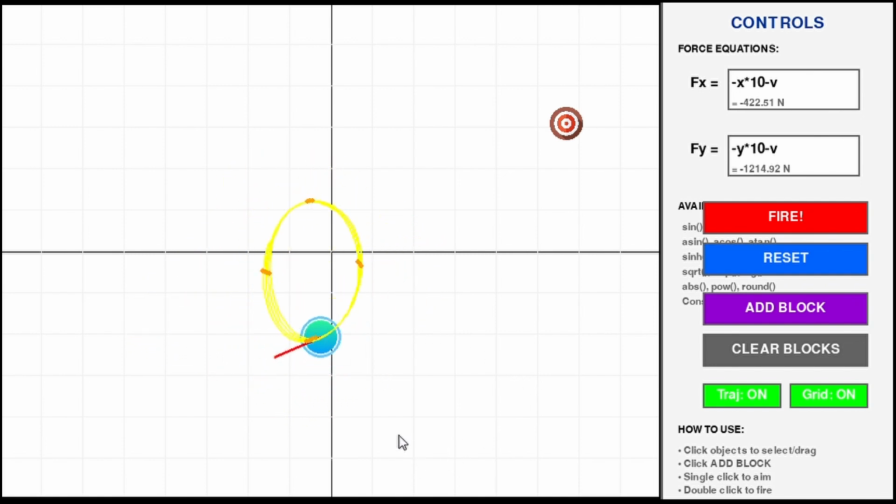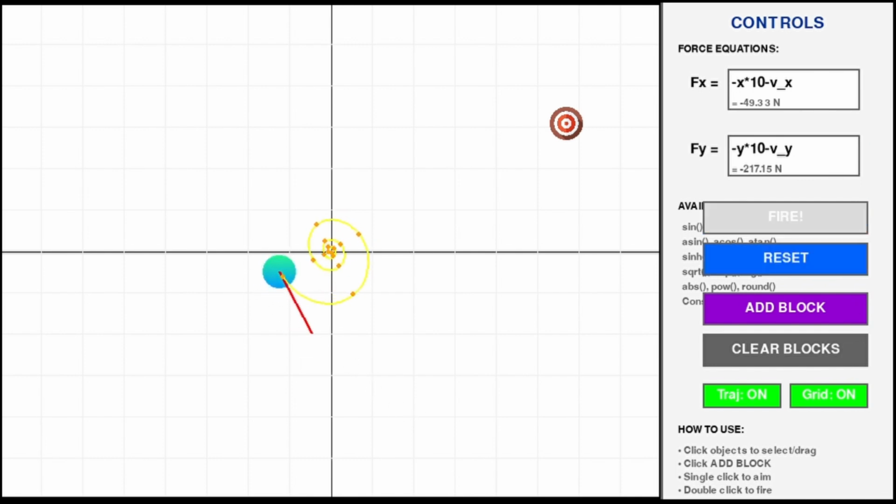Wait, why isn't it working? Oh, velocity in the x, velocity in the y. Now it looks like it's falling into the earth. A spiral, yeah, a spiral.